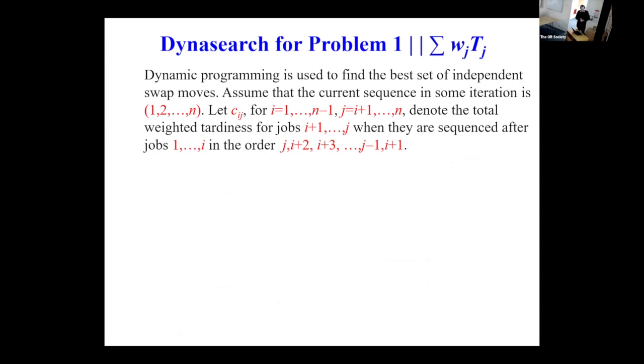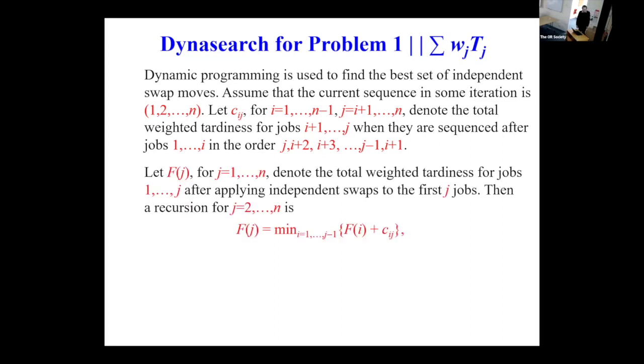Okay then, this is the clever part of it. The method that we propose is called dynamic search. It's a combination of dynamic programming, which we use, and local search. The current sequence we assume is 1 up to n. Let Cij be the total weighted tardiness that we get if we take the block of jobs i plus 1 up to j, and we do a swap on the ends of them. So that block now starts with j, and the i plus 1 is at the end. It doesn't affect what's happening to blocks that come before this one or blocks that come after this one.